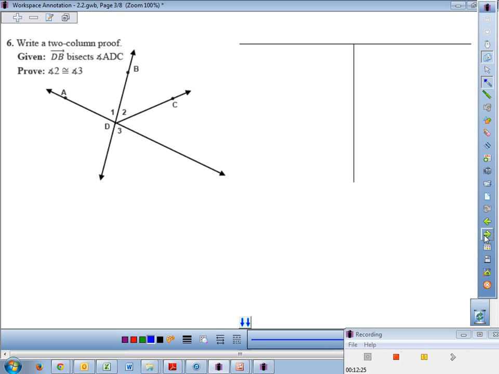Let's try again. Is this a dirty word proof? Yes or no? You have to look at what they gave you. They gave me a bisect, correct? So we read the given, we write the given. Ray DB bisects angle ADC. Reason for that is what? Given. That's free points right there, baby.